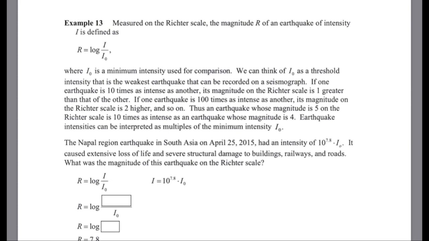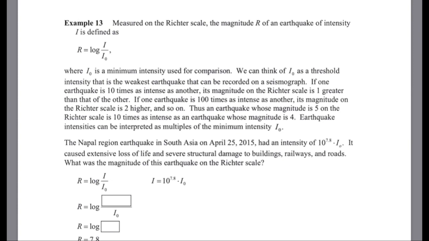If one earthquake is 100 times as intense as another, its magnitude on the Richter scale is 2 higher, and so forth. Thus, an earthquake whose magnitude is 5 on the Richter scale is 10 times as intense as an earthquake whose magnitude is 4. Earthquake intensities can be interpreted as multiples of the minimum intensity.